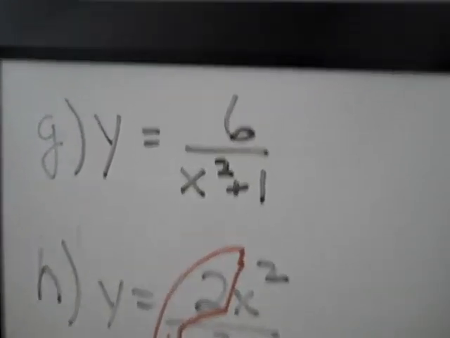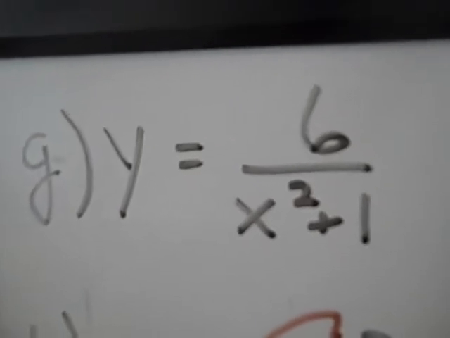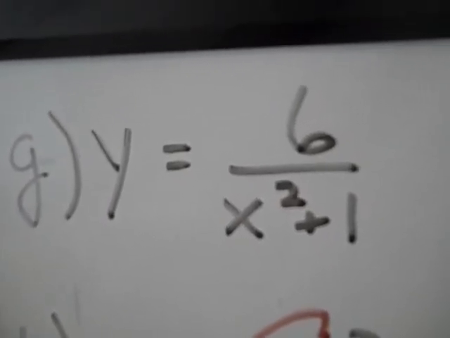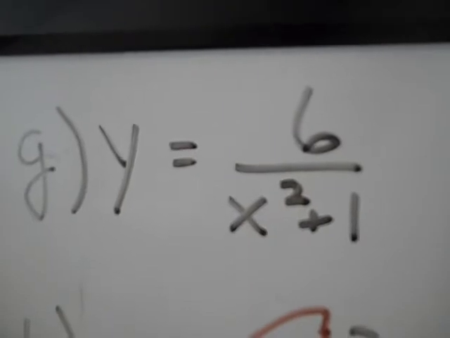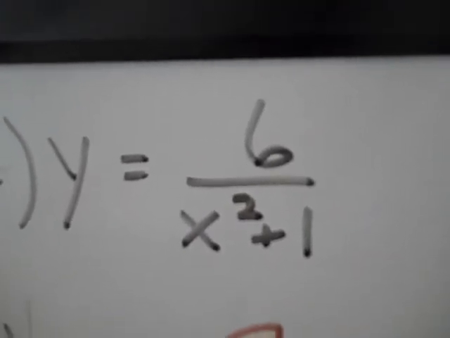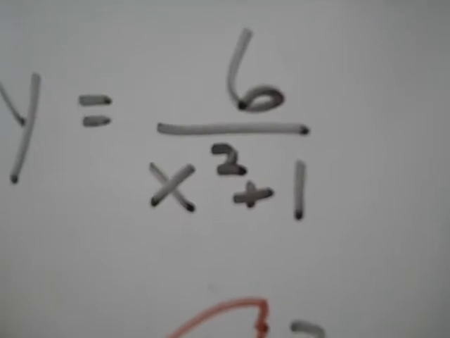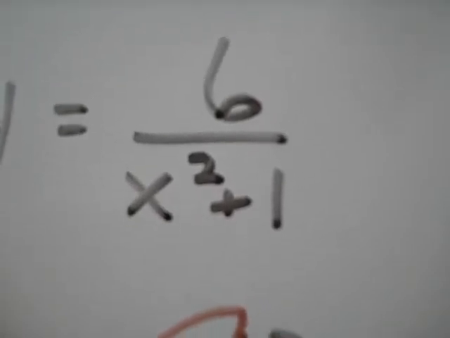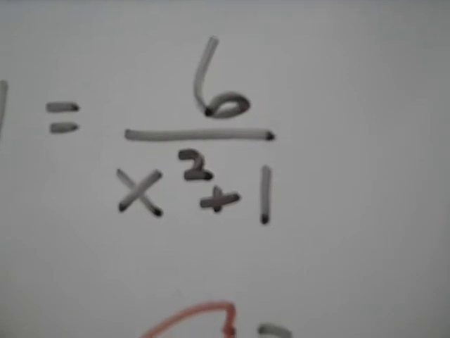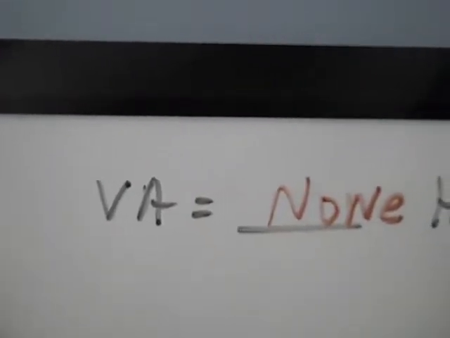Alright, round 2. Now if you look at this equation here, 6 over x squared plus 1. So based on what we've done already, we would say that the horizontal asymptote is y equals 0. And that is true. Now, look at your vertical asymptote. Is it possible to make that into 0? It would have to be imaginary. So, therefore, there is no vertical asymptote in this case.